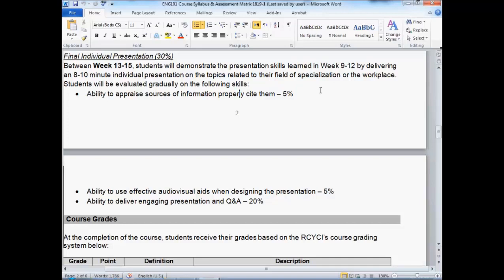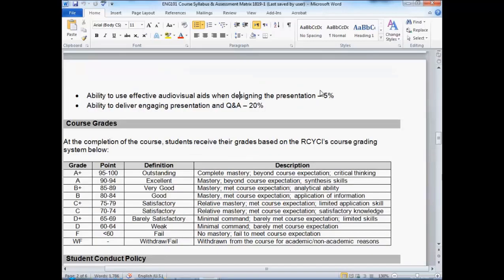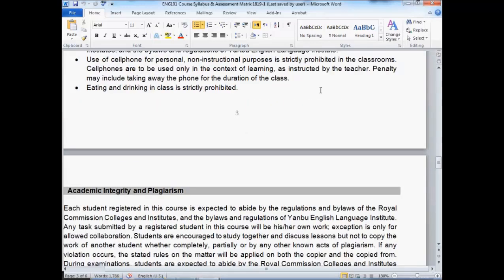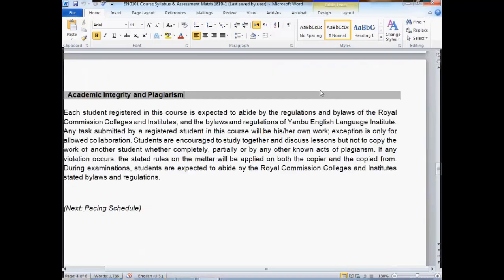It's up to you. So anyway, we're not going to talk about absence and dress code and stuff like that. You can read it anyway. And here are the grades. It's online. Excuses: hospitalization, imprisonment, or police custody, family bereavement, la samahullah. Here's the dress code. You can read that. You need to dress appropriately. Plagiarism: taking something from the internet and claiming it's yours. That's not allowed, of course. That's a big no-no.